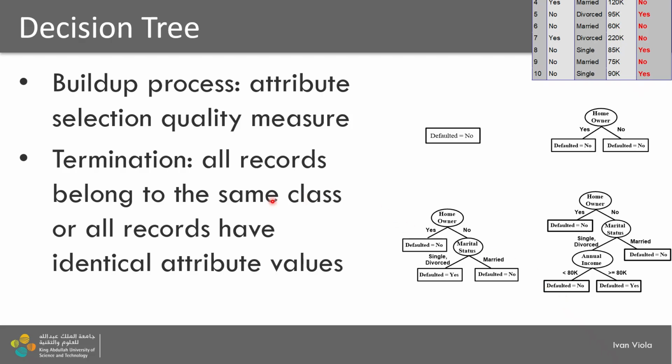So we stop when all records belong to the same class or all records have identical attribute values. Sometimes we might end up with the same attribute values for different records, and they might have a different class membership. But then, based on the other attributes, we cannot distinguish them, and then we stop and take the majority vote. That can also sometimes happen, and it could also be attributed to noise in the data.